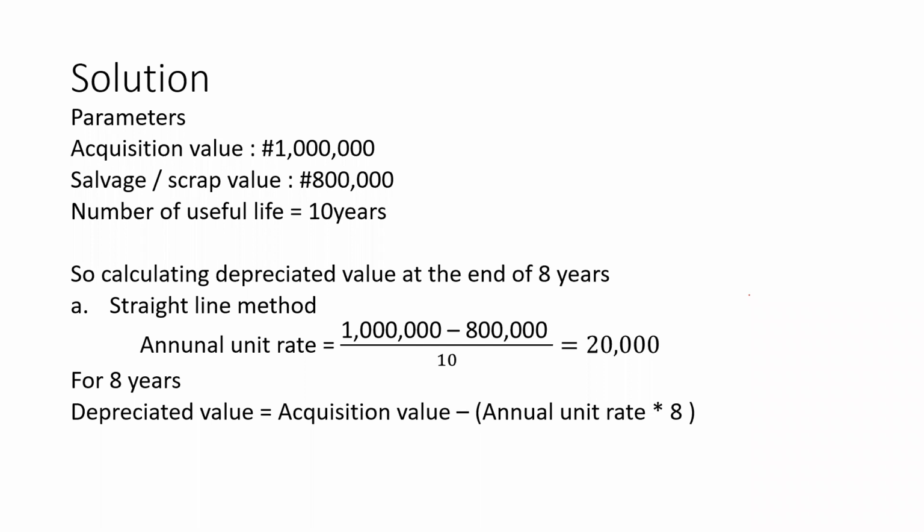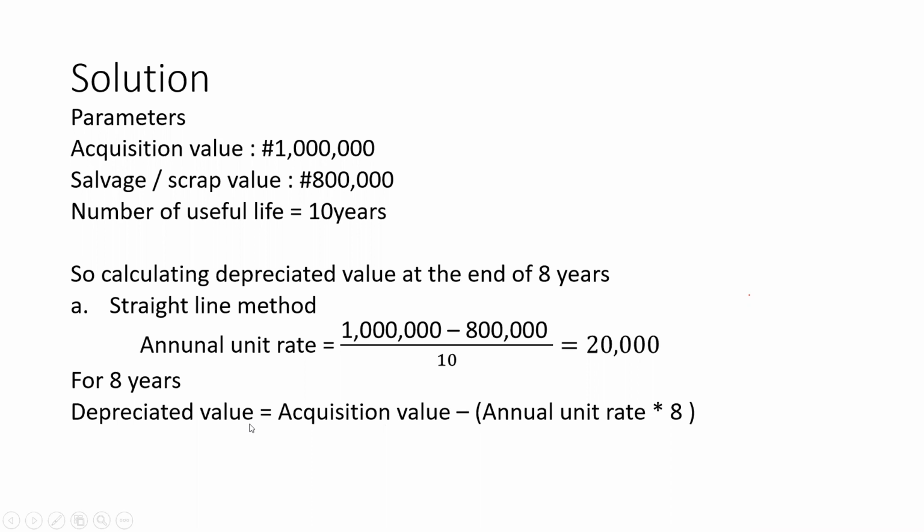We cannot change that. That will still be 1 million naira. And we've gotten our annual unit rate using the useful lifespan, so we cannot change that too. So what you just need to do is to put the value of the acquisition value, which is 1 million naira, and you also put the value for annual unit rate, which is 20,000 naira, multiplied by 8. Why are you multiplying by 8? Because 8 is the number of years we are considering. Then you get your new depreciated value.